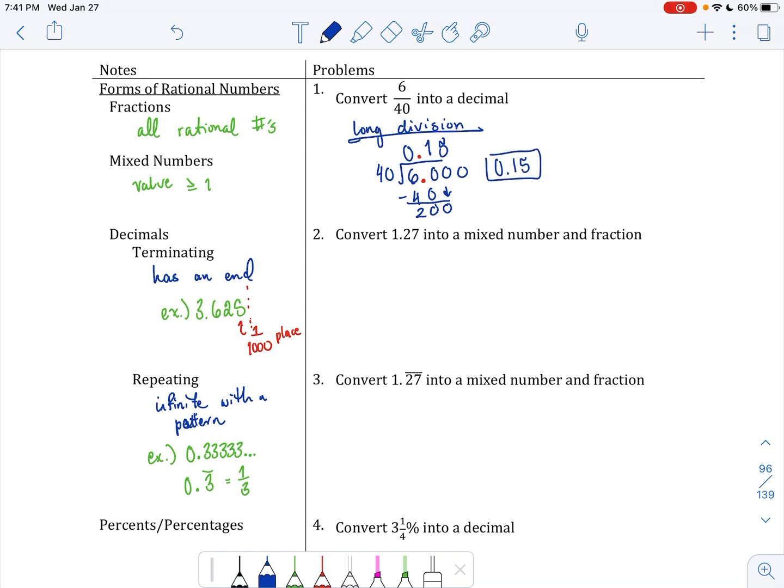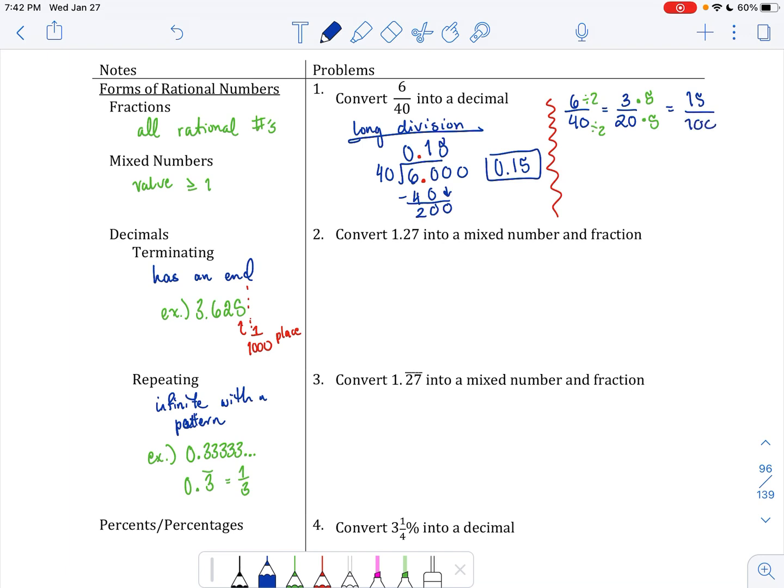So long division, 0.15. Sometimes, though, you can be sneaky. So long division always works. Sometimes you can be a little sneaky. And so here we have 6 over 40. That's the same as 3 over 20. Now, as we talked about here with terminating decimals, if you have something that's a power of 10, so 10, 100, 1,000, if you can make your denominator a power of 10, that can be really helpful. So here, I'm going to multiply both of these by 5. And you can do this with multiplication and division, just like here we divided both of these numbers by 2.